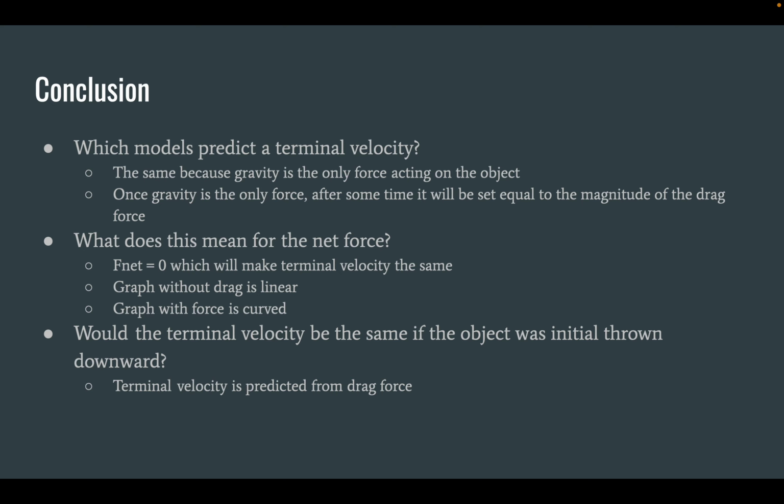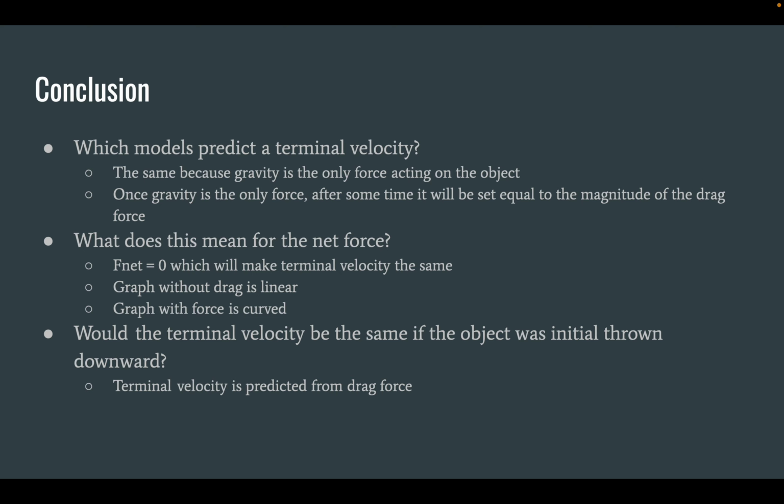What does this mean? The graph without the drag force is constant because there is only one force. The graph with the drag force only has a slight curve because as the velocity increases, the drag force also increases, which leads to a decrease in net acceleration because they are proportional.